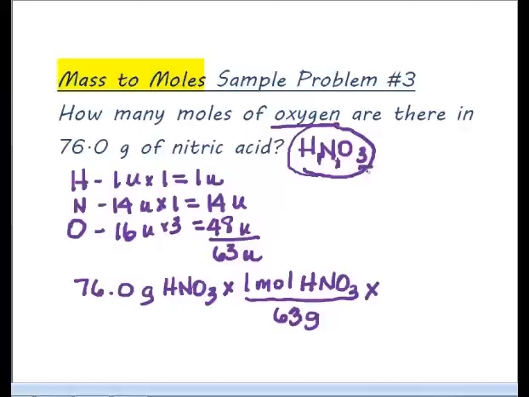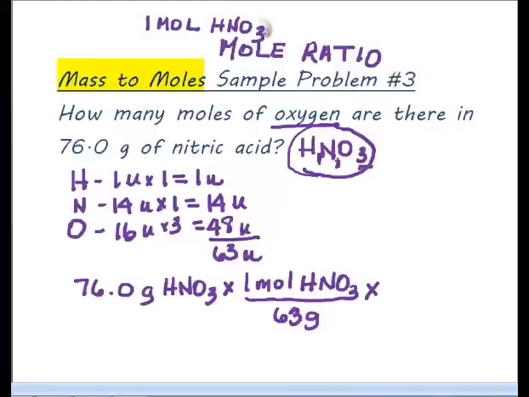Well, what does this tell us? This tells us that it in fact takes 3 moles of oxygen to make up a single mole of nitric acid. And what I'm explaining here is something that's going to be extremely useful to us as we continue with stoichiometry. And that's a concept called the mole ratio. In this case, the mole ratio is as follows. For every mole, and we abbreviate mole, M-O-L, of nitric acid, there are 3 moles of oxygen.